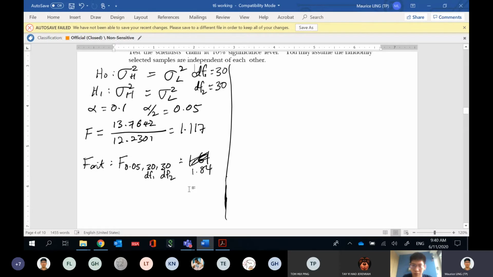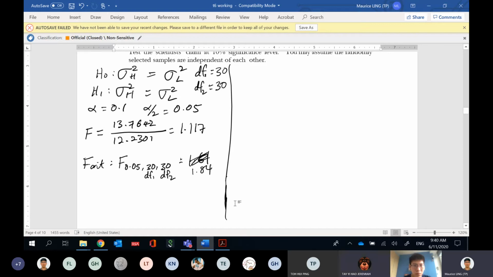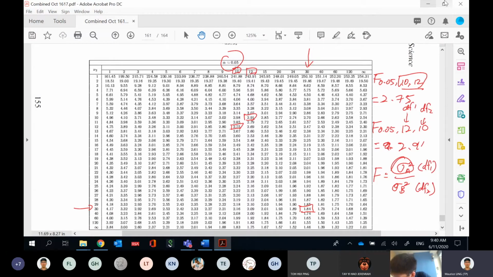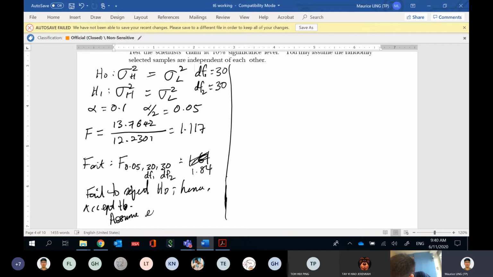Okay, so Jeremiah, here you accept or reject your hypothesis. I failed to reject, so I accept. Okay, so you fail to reject your null hypothesis. You accept. What does accept mean? You assume equal variance. Yes. So you assume equal variance, correct? Okay. So then you can do the t-test now.